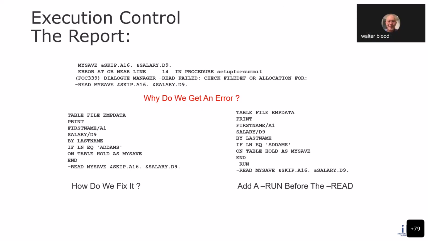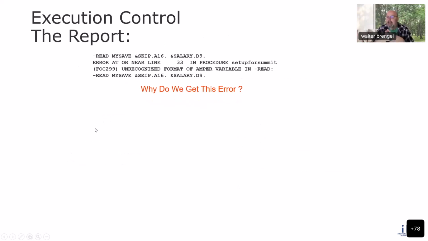See, this is when you have somebody who knows what they're doing better than you on your presentation. Okay, so we had the -RUN, the file's there, this error goes away, we run it again, and lo and behold, we get another error. This time it says unrecognized format of the &AMPA variable. Well, I have an A16, which is skipping 16 characters, and my salary I know is a D9 because that's what the master says. So why are we getting this error?